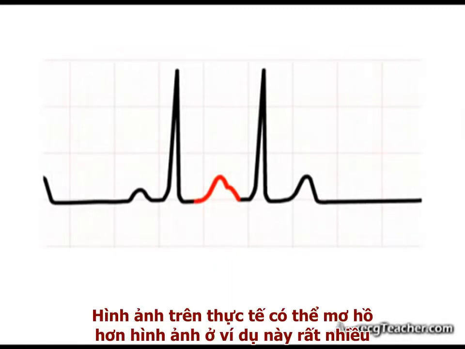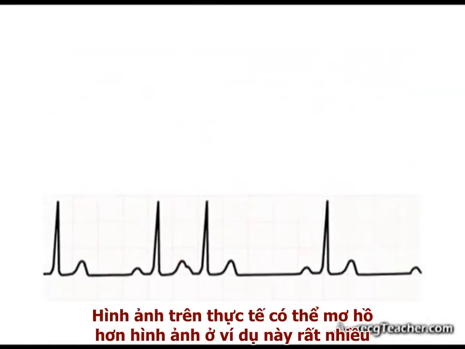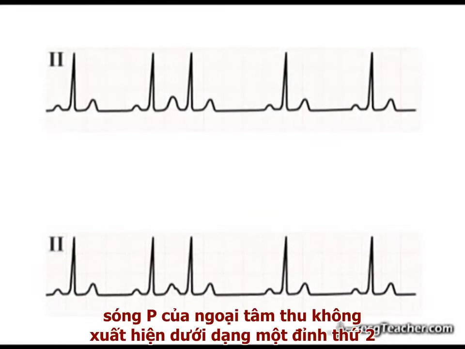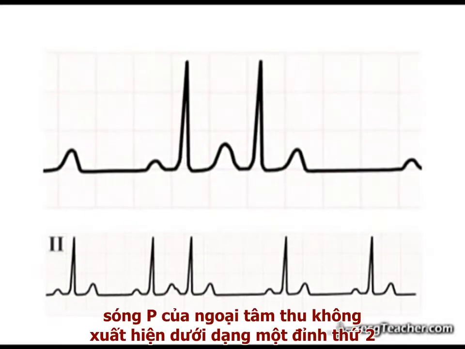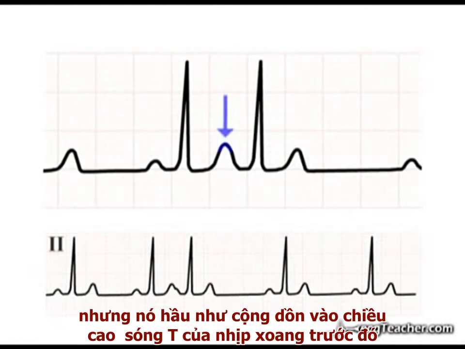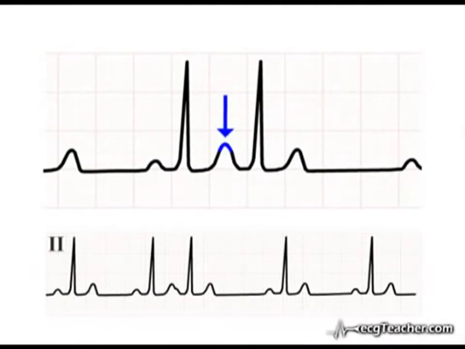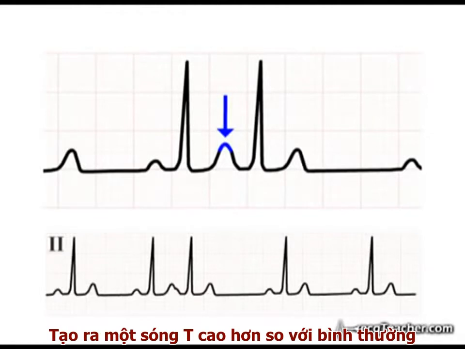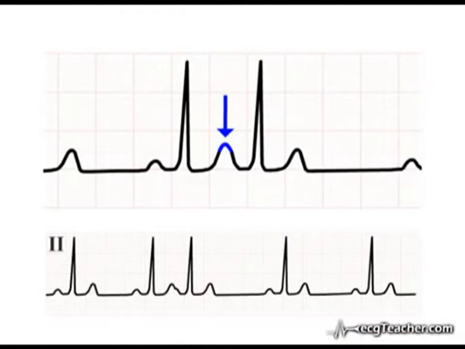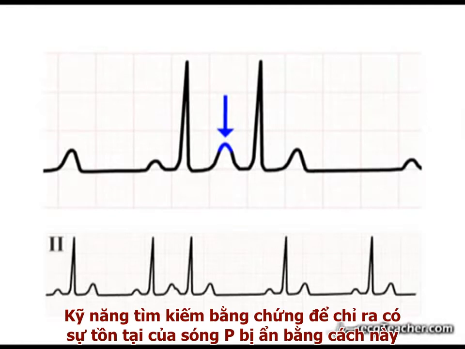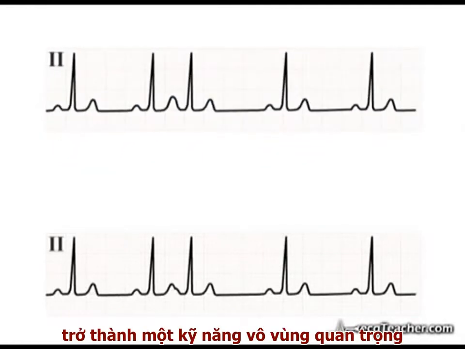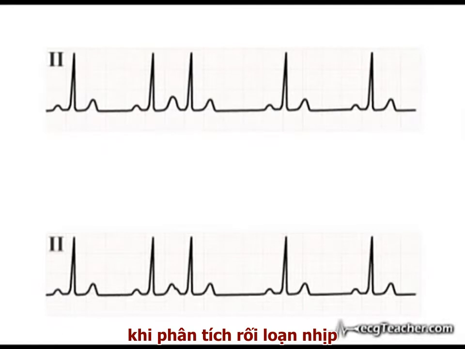The effect can be much more subtle than shown here. In this example, the ectopic P-wave is not visible as a second peak, but is merely added to the height of the preceding T-wave deflection, producing a T-wave which is taller than normal. Searching for evidence of hidden P-waves in this way will become a very important skill when analysing arrhythmias.